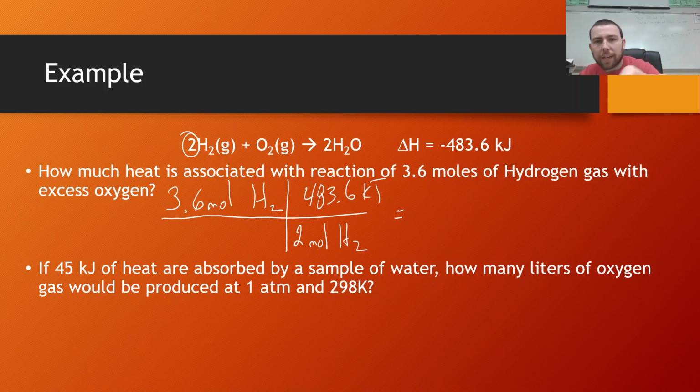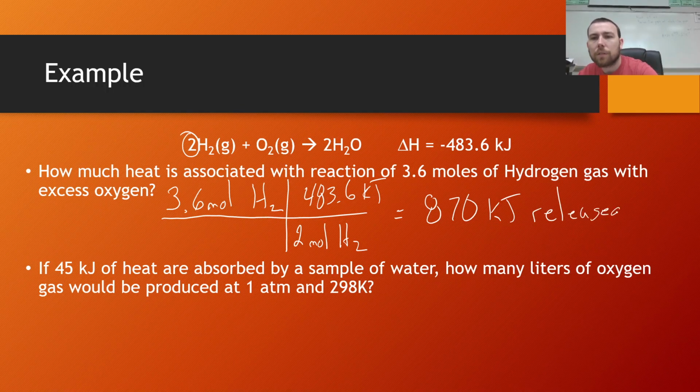So in that particular case, that means we're going to have approximately 870 kilojoules of heat released, right? And that should make sense. The number should be larger. We had 3.6 moles rather than 2, so it should be larger than the 483.6. It's not quite twice because we only have 3.6 moles, not 4. And so we get an increase in energy. The total energy released would be 870 kilojoules based on that particular process.